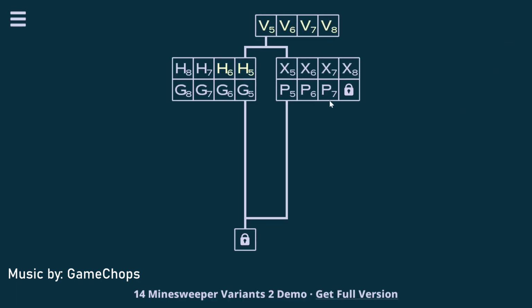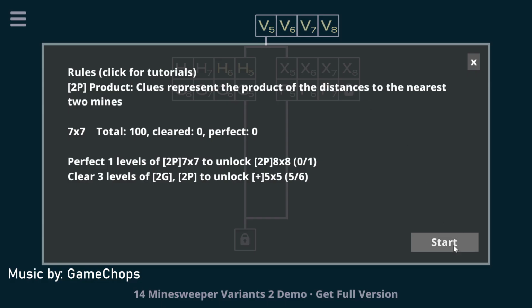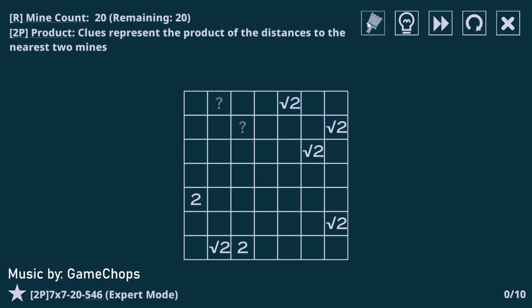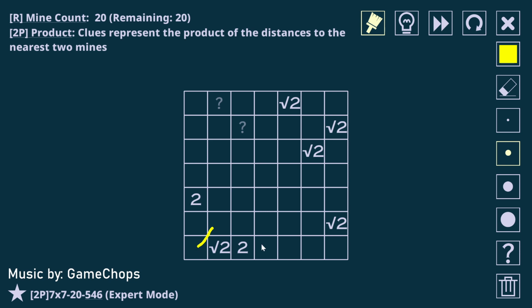Let's see if we can look at the product 7. Yeah, let's try a 7 by 7. I'm gonna expect myself to have to spend 30 minutes on the 8 by 8, but we'll see. Okay, we got a lot of 2s here. Root 2s are always 1 root 2. So I guess we can start marking that there's 1 mine here, 1 mine here, 1 mine here, 1 mine here.